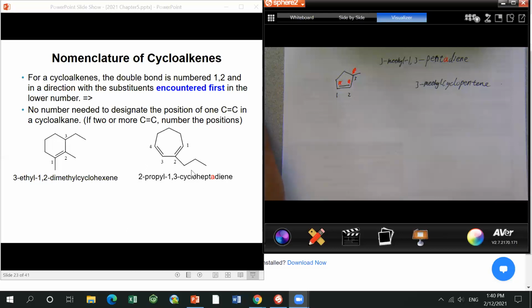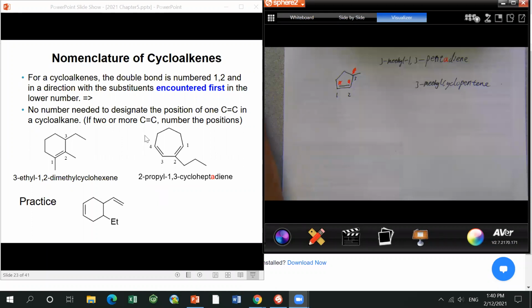Again, that's similar to the open chain case. You need to put an a between the root name and the suffix name, so it becomes cycloheptadiene. You also need to give the location numbers, 1,3, and eventually 2-propyl. That's a little bit hard one. You probably won't see it in the exam or quiz, but just keep it in mind.